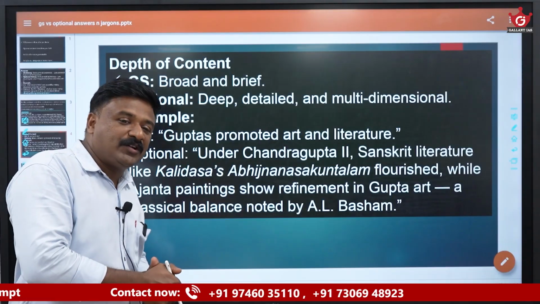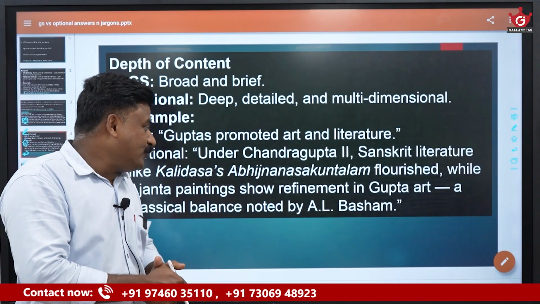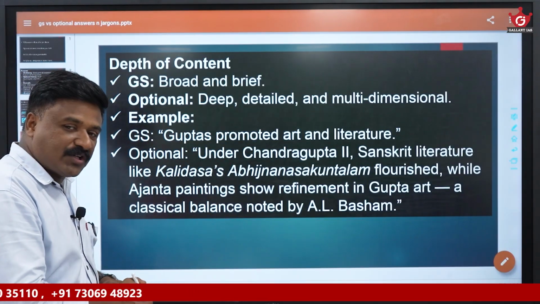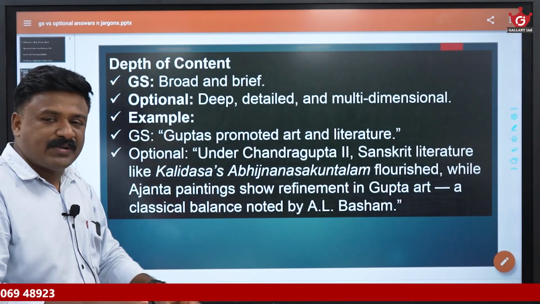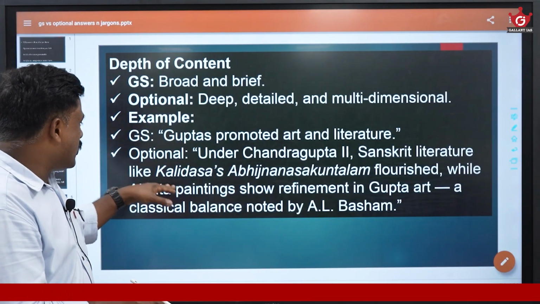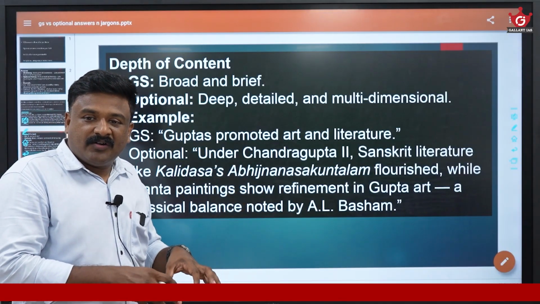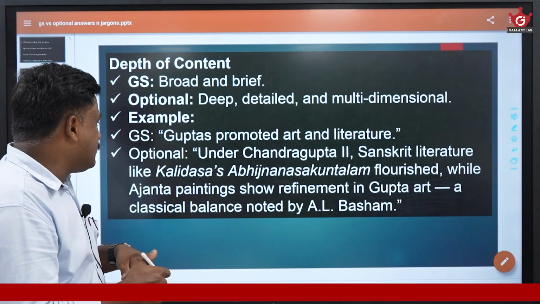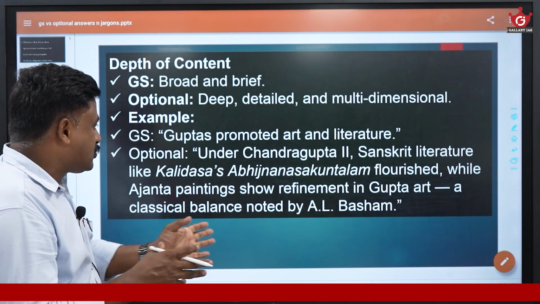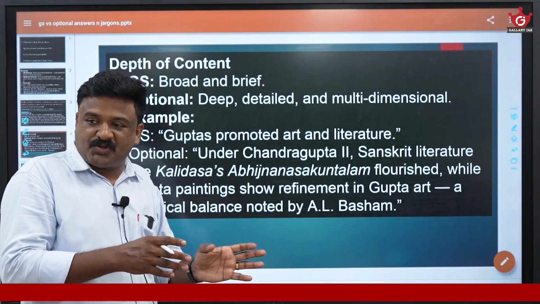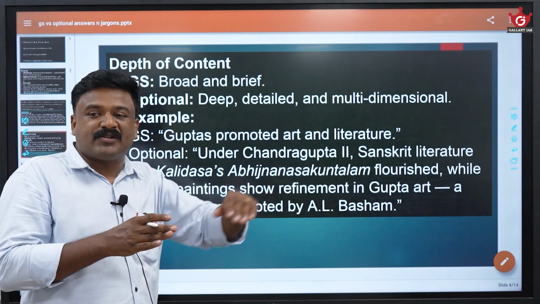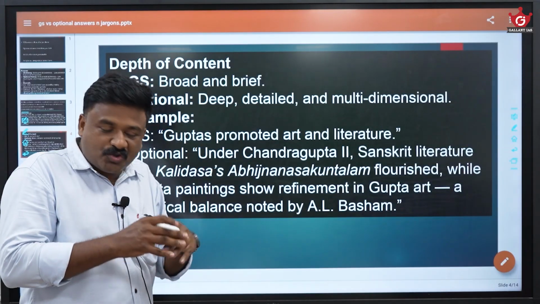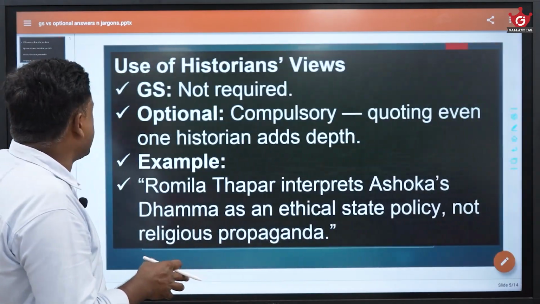Am I right? Both are talking about Gupta art. But simply, the GS answer goes like this: Guptas promoted art and literature, simple. We'll list out some examples also. But coming to this optional, it goes through A. L. Basham, or R. S. Sharma, or Upinder Singh, through different people, different interpretations, different perspectives we travel, or we unravel these concepts. So this is the difference we have to take care of.